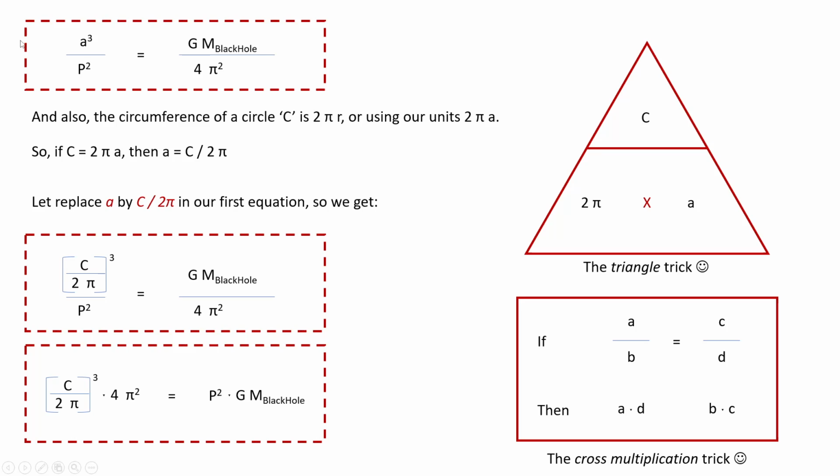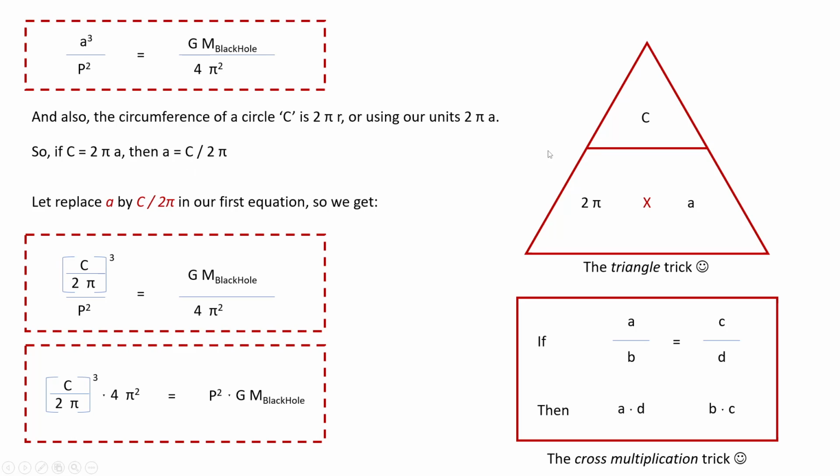So, this is our equation: a cubed over P squared equals G M black hole over 4 pi squared. Also realize that the circumference of a circle, if it's a pure circular orbit, which of course in reality it isn't, but hey, we can approximate values, is C equals 2 pi times the radius. Here we don't use r, we use a, a being the distance between the black hole and the planet orbiting it. So if C equals 2 pi times a, then how big is a? Well, a is C over 2 pi.